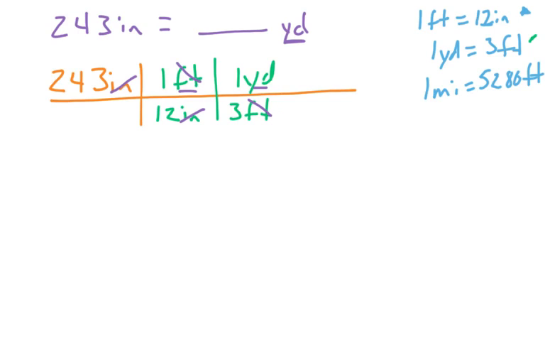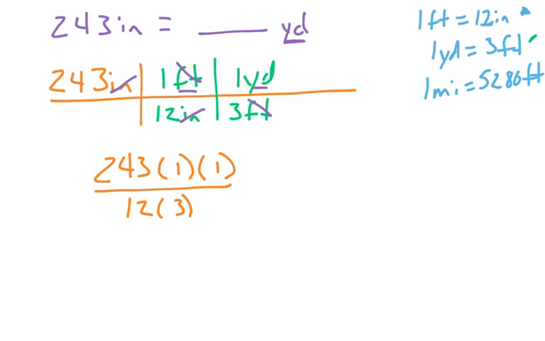Now the math that I'm going to do is I take all the numbers on top and I multiply them together. 243 times 1 times 1. Remember, putting numbers in parentheses indicates multiplication. As this is an algebra class, we don't want to use the cross or that X sign to mean multiplication because it does look like the unknown letter X. And then all the numbers on the bottom we multiply together. 12 times 3. When it's written in a fraction like this, it's assumed you simplify the top and you simplify the bottom.